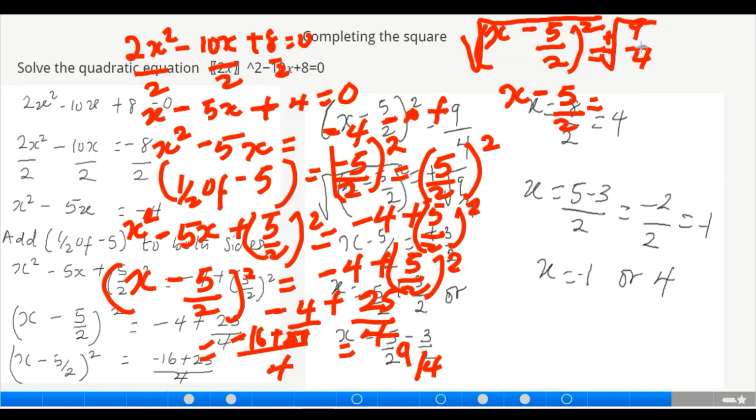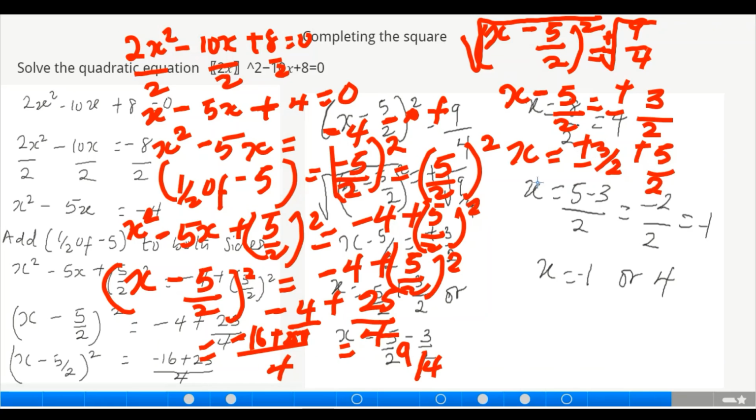Now, what is the square root of 9? The square root of 9 gives us 3, and the square root of 4 gives us 2. Having done that, we bring minus 5 over 2 to the other side, and it changes to plus. So we have x equals plus or minus 3 over 2, plus 5 over 2.